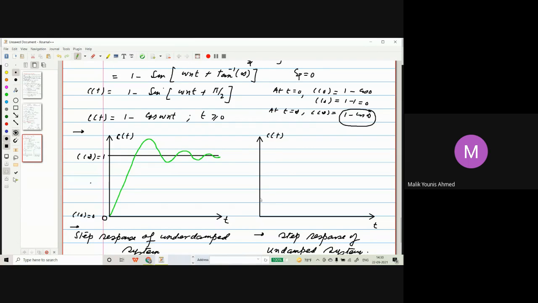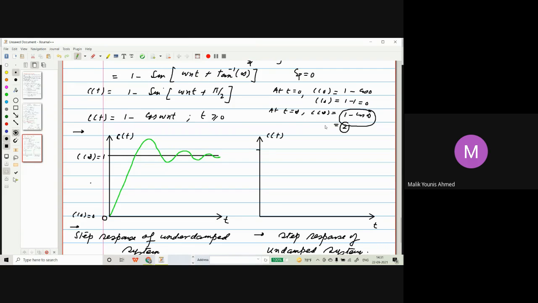If you draw a graph for this one, we should get some value. Actually, I have not calculated it. Just give me a minute. Do we have some value for c of infinity? It should be 1, I think. 1 plus 1, it will be somewhere 2. It should be 2. Roll number 9, can you check it?